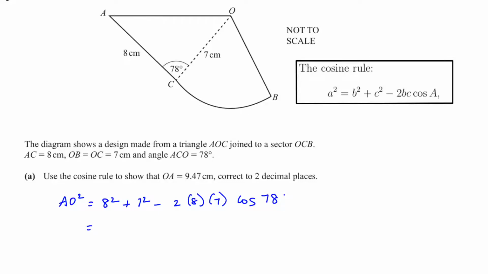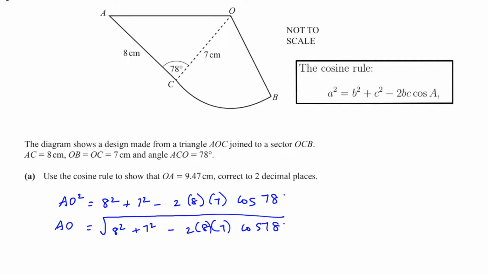This you can put in the calculator after square rooting the whole thing. You can put it at one go, it's fine. Cos 78. And you will get 9.471. When you round it to 2 decimal places, it is going to be 9.47 centimeters.